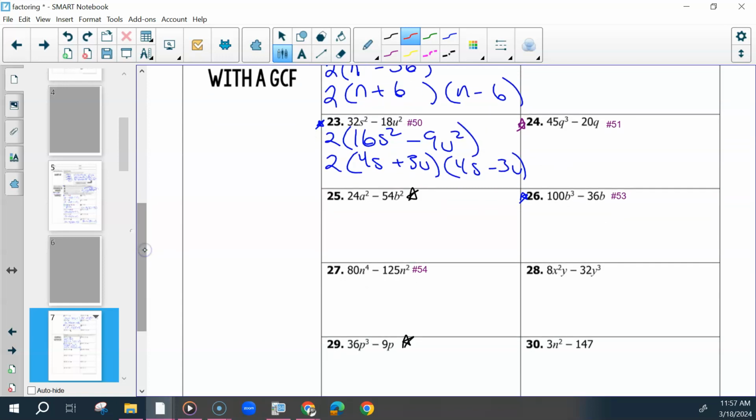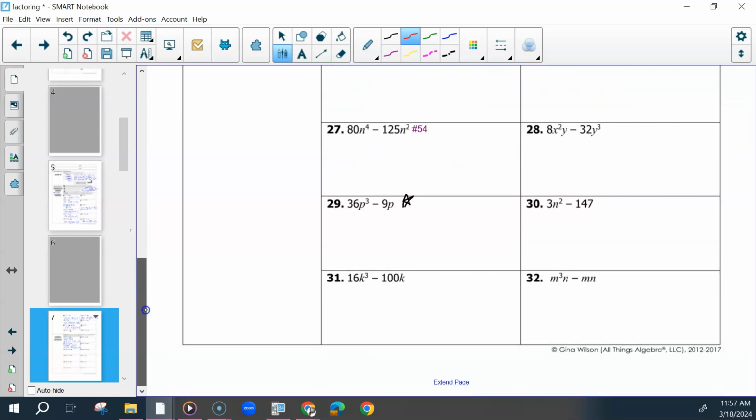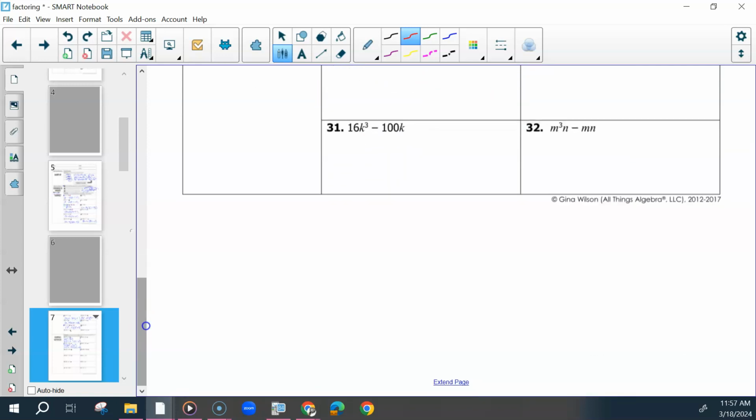What others would we want to see, do you go over and have questions about? Ella, did you have a question? Chance? 32. Okay, what would be our first step? Dividing it by M and N because it has a GCF. After dividing that, what's left? Minus 1.